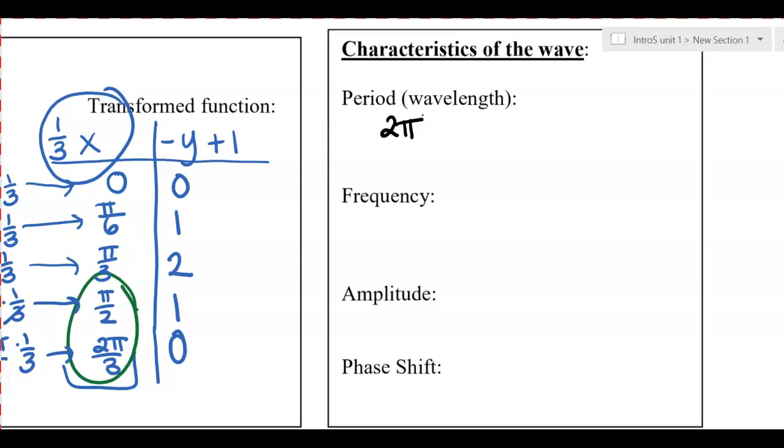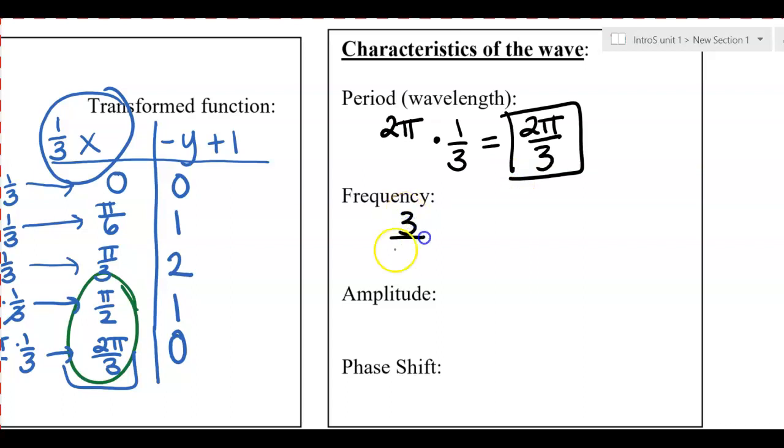B, right? And B doesn't work like it says. It says 3 in the equation, and we actually use 1/3. So we would literally just do, just like you transformed all the x's in the equation, take 2 pi, the normal period, and just times it by whatever horizontal stretching or compressing happened. Then my new period is 2 pi over 3. My frequency is just the reciprocal of that, so I'm just going to flip it over. Okay.